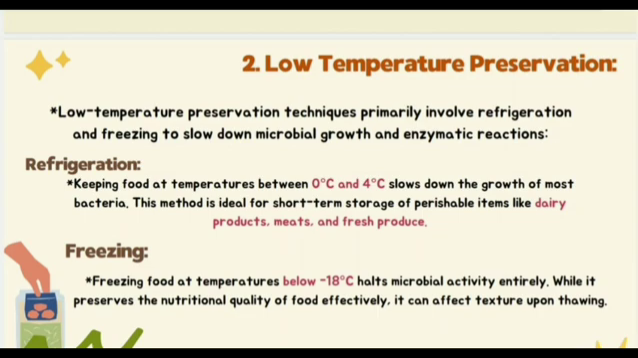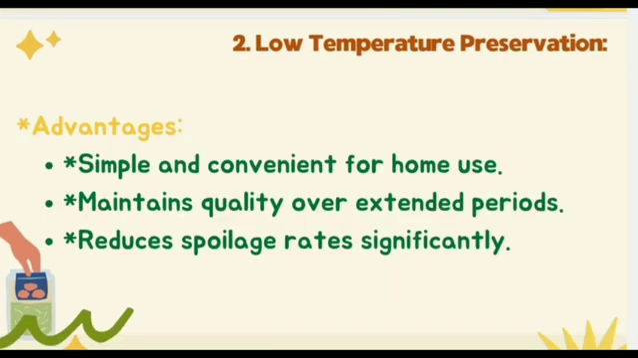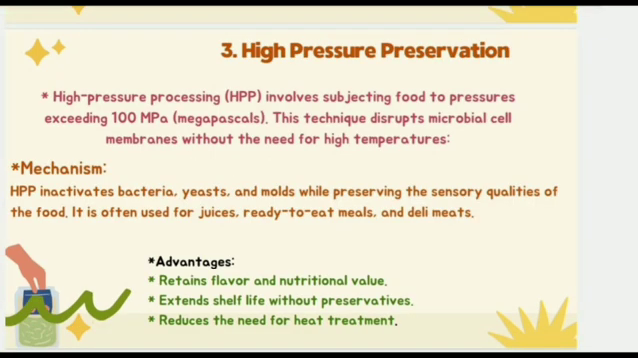In the freezing method, freezing food at temperatures below 18 degrees Celsius halts microbial activity entirely. While it preserves the nutritional quality of food effectively, it can affect texture upon thawing. Now let's see about its advantages. It is simple and convenient for home use. It maintains quality over extended periods. It also reduces spoilage rates significantly.